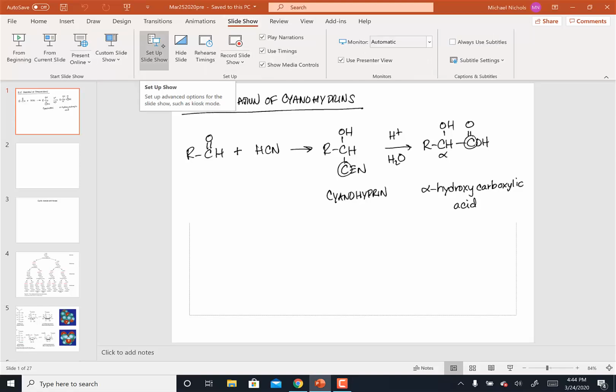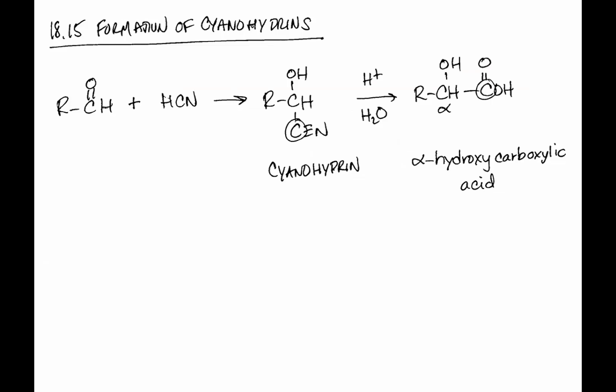Okay, we're going to continue on talking about the reactions of aldehydes and ketones, and we're going to start with the formation of cyanohydrins, and then we will go back to looking at the acetals and ketals. But this reaction is fairly straightforward. What we're going to do is we take an aldehyde or a ketone and react it with HCN.